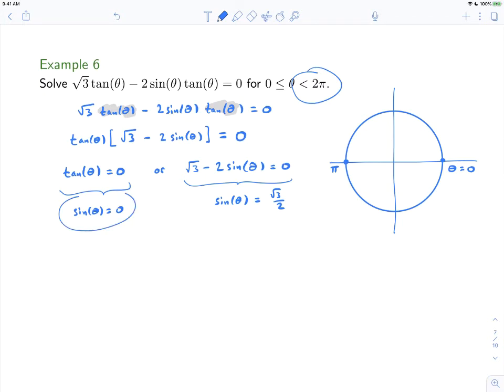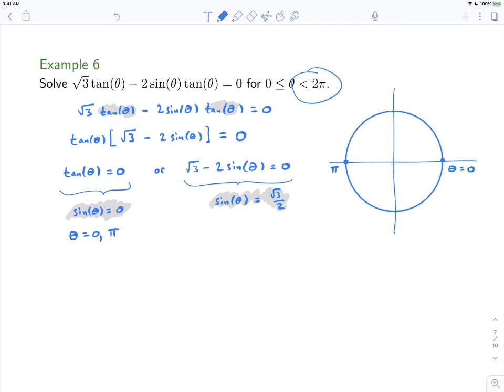So this equation, sine of theta equals 0, gives us two solutions: theta equals 0 and theta equals pi. Okay, so the next one is sine of theta equals the square root of 3 over 2.